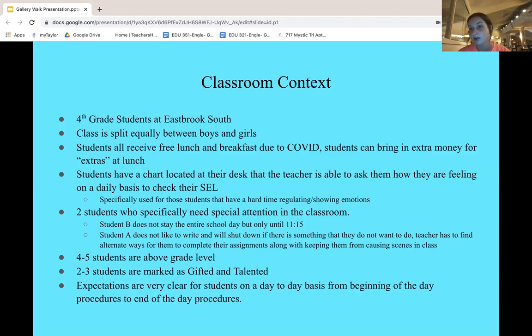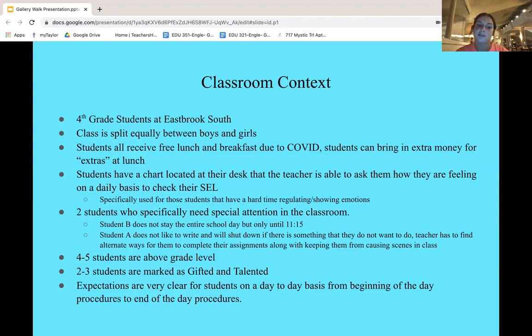Student B is only in the classroom until 11:15 due to his inability to interact with others and always wanting to touch others. Student A did not like to write and will shut down if there's something that he doesn't want to do. Through his 504 plan, we were able to find alternate ways for him to complete assignments while also keeping him out from underneath his desk and causing a scene in the classroom.